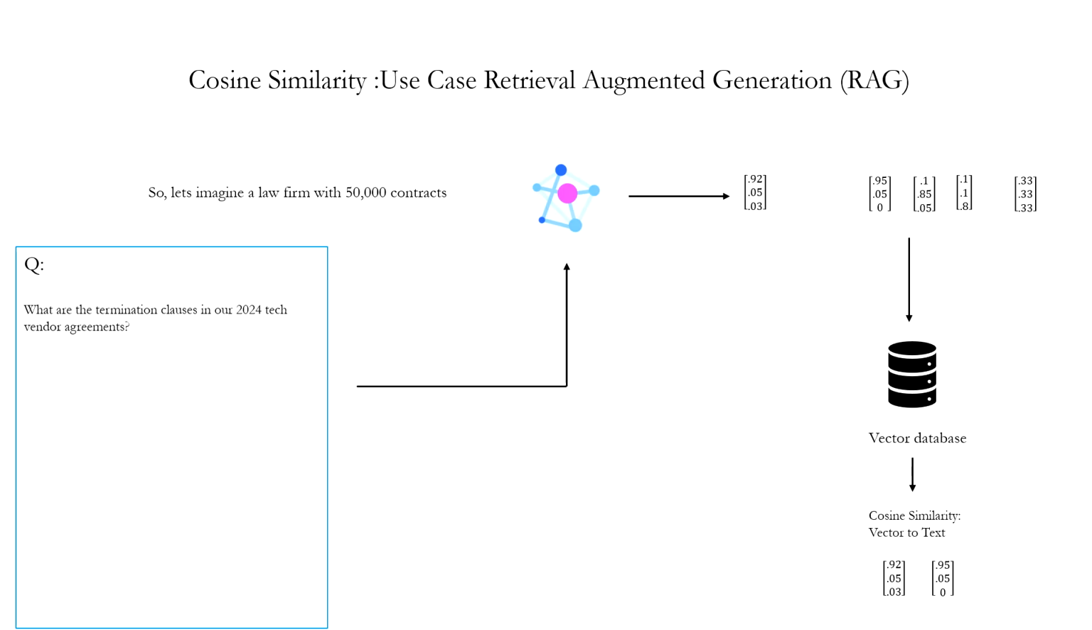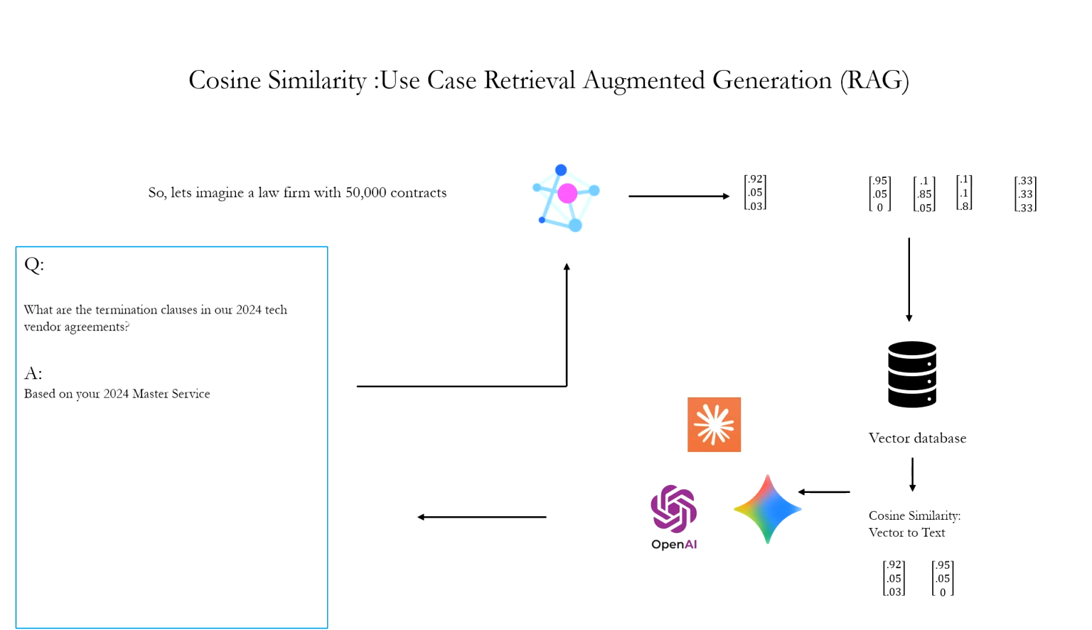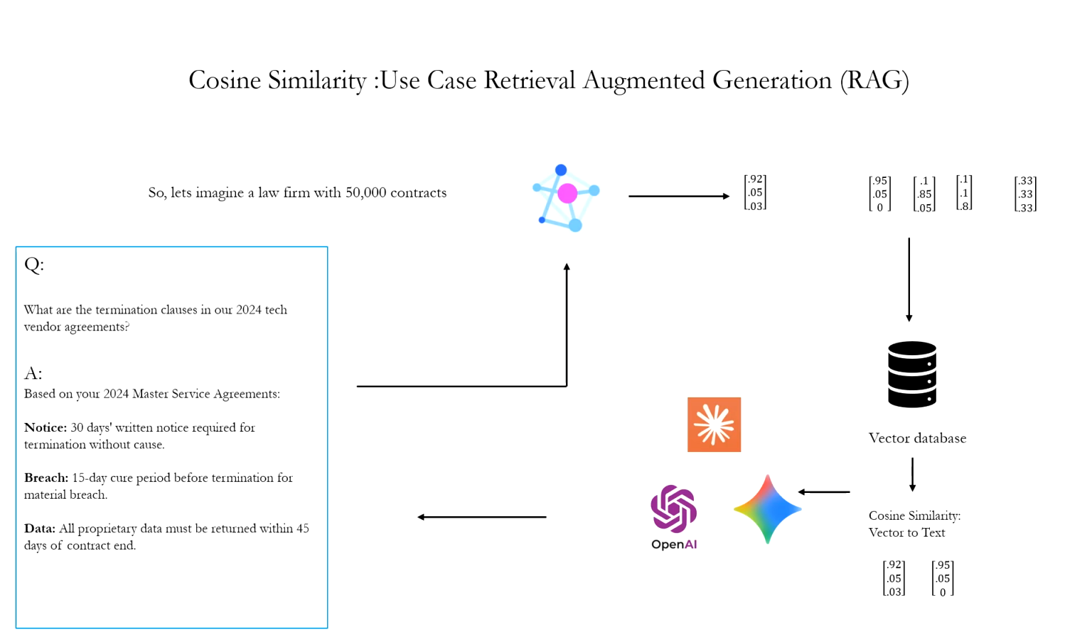Now, the vectors obviously would have to be converted back to text. After that, we would pass it into our LLM. And then finally, we would get an answer. So that's what we would get within this whole process and how it would work.